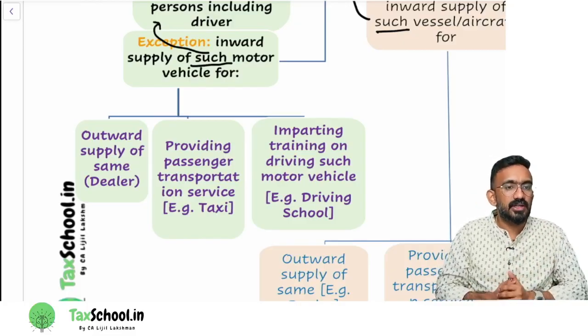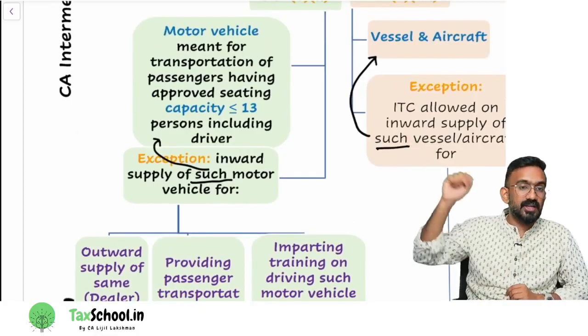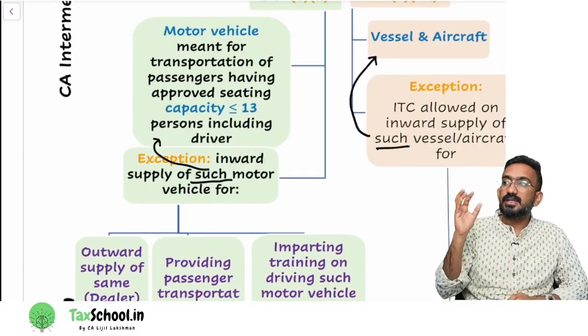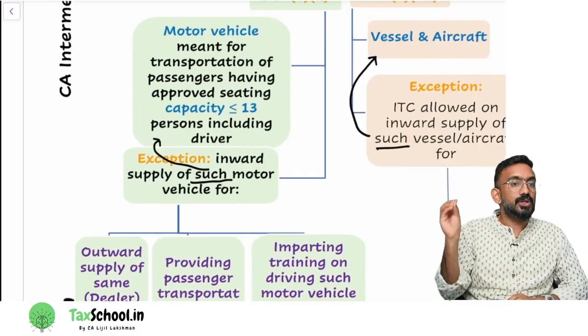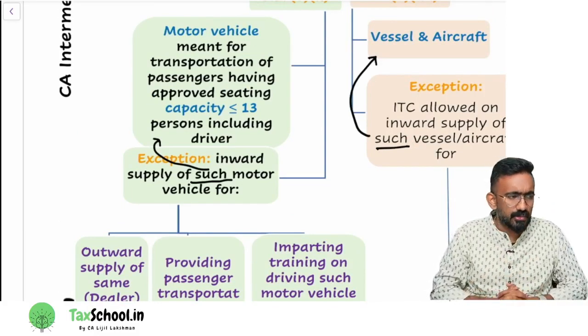Next, what if an academy is purchasing a bus for transportation of their students, a 32-seater bus? Can they take the credit? Yes. Again, blocked credit has a capacity. What kind of vehicle would be blocked? If your seating capacity is less than or equal to 13. This is your understanding.